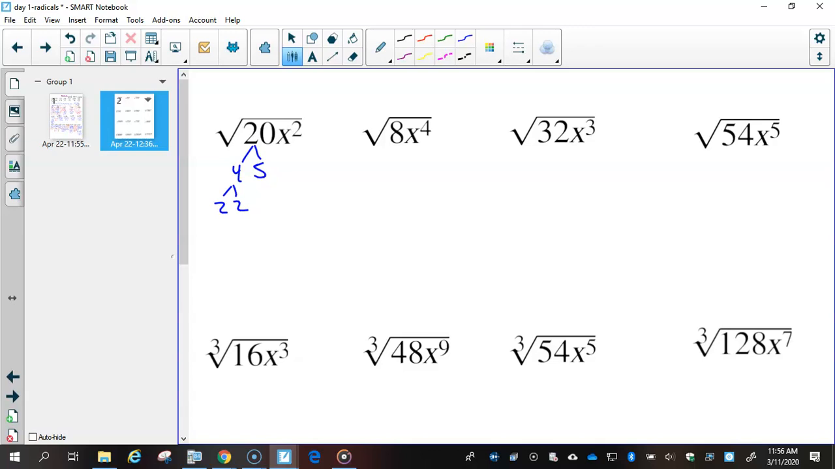At the same time, I'm going to expand my variables. I know x squared is x times x. So I'm looking for any pair to come out. We have a pair of 2's, we have a pair of x's. The 5 is going to stay inside.